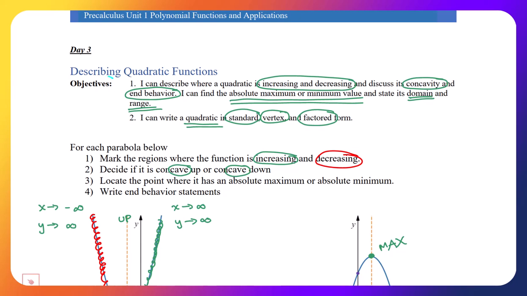Okay, for day 3, the objectives can be a little confusing, so make sure you pay careful attention. We'll talk about increasing and decreasing, concavity, and behavior. Hopefully by the end of the lesson you'll know what those words mean. Absolute maximum or minimum value and how it relates to domain and range. And we talked about standard, we talked about vertex. The new one is going to be factored form.